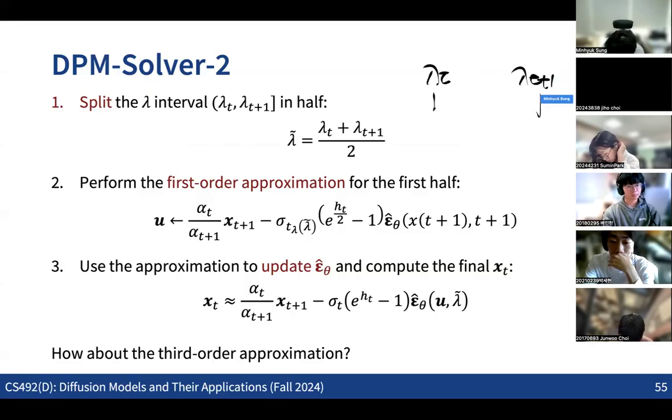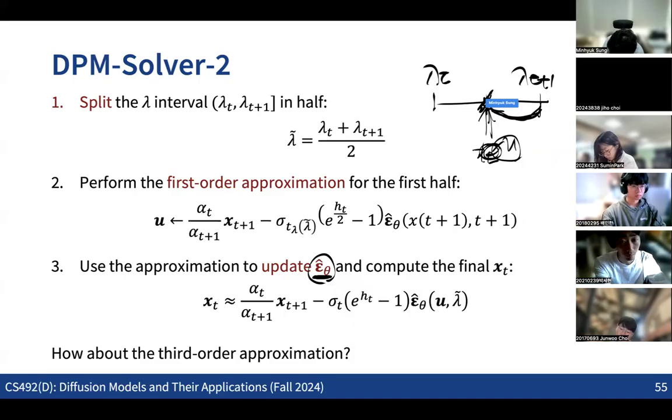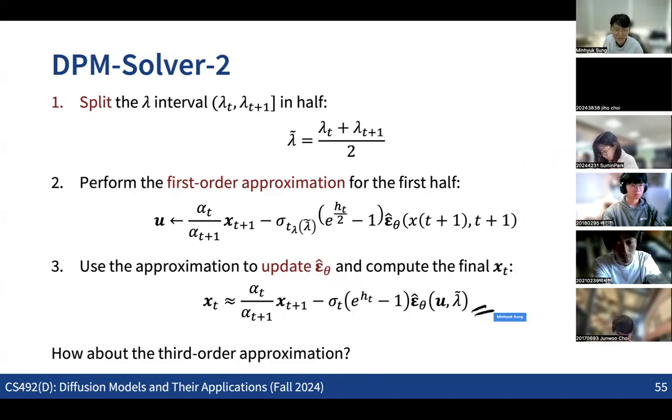So if we are having the lambda t to the lambda t plus 1, we first split the domain into this half. Now running the first order approximation, we get some kind of xt prime, which we are calling u here, for this specific first step. At this point, we update the noise, recalculate the noise at this point. Using this noise as the constant noise over the entire domain, we run the first order approximation again. So that becomes the second order approximation.